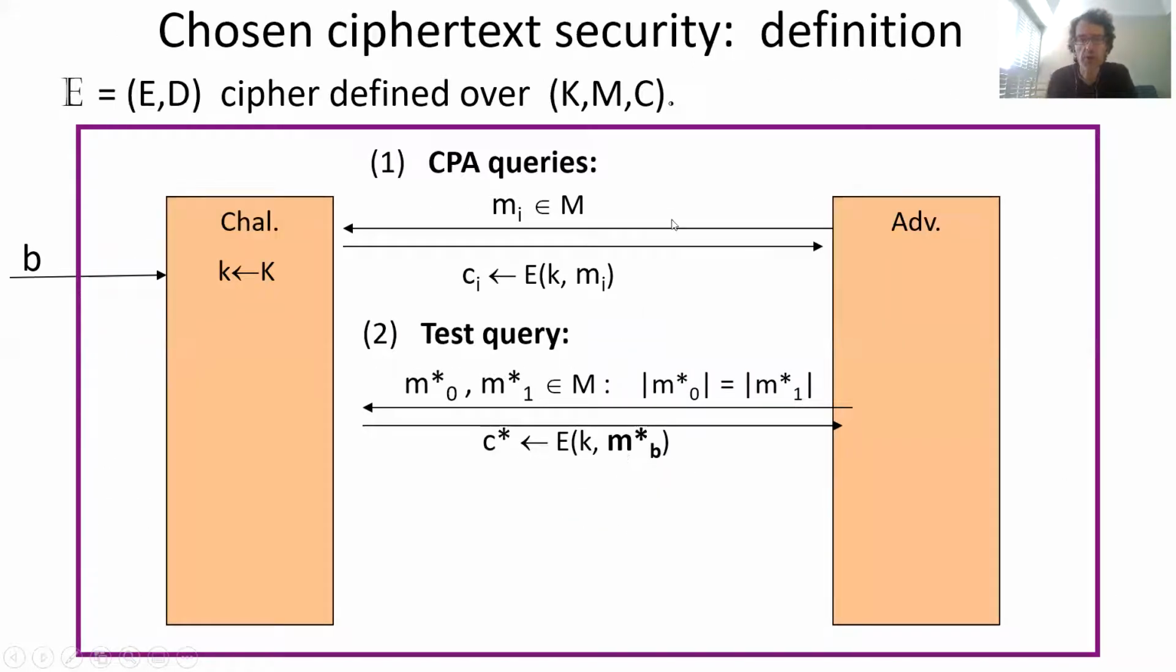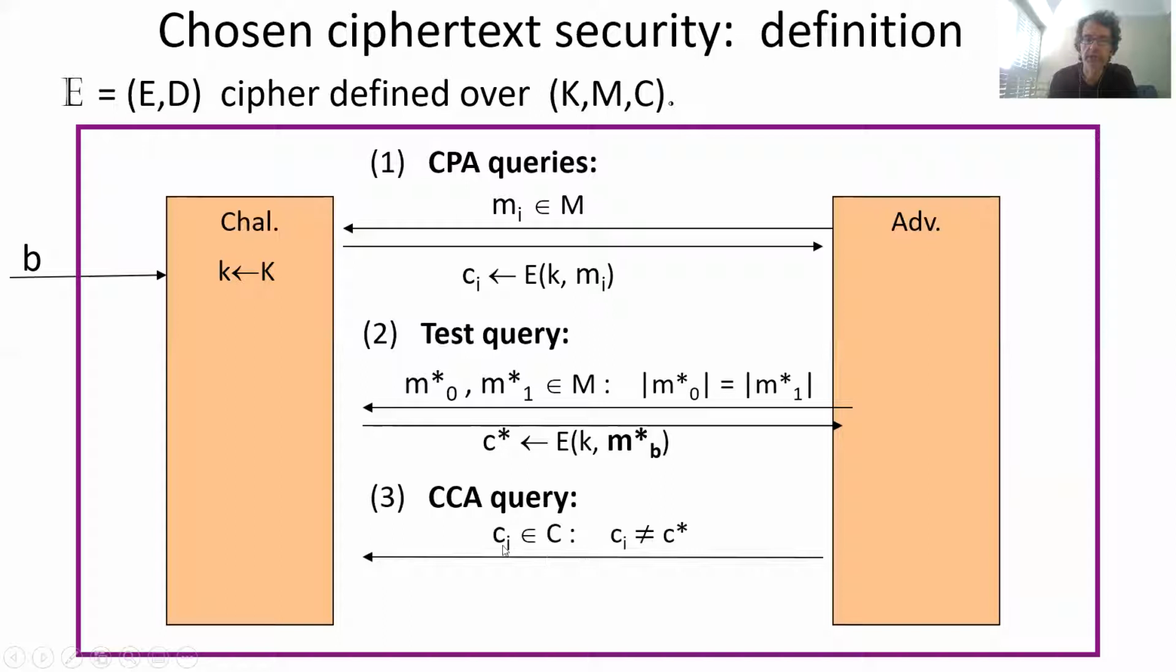So here is the box, the definition again. So far, this is the CPA security. The adversary has CPA access, chosen plaintext access. He specifies any message, gets back a ciphertext. There is also this test query, like in the indistinguishability of encryption, the basic notion. You have some M0 star and M1 star, they have to be equal sized, and you get the ciphertext of either left or right. And now the new thing, CCA queries. Any ciphertext except for this one can be queried, and what you get back is the decryption.